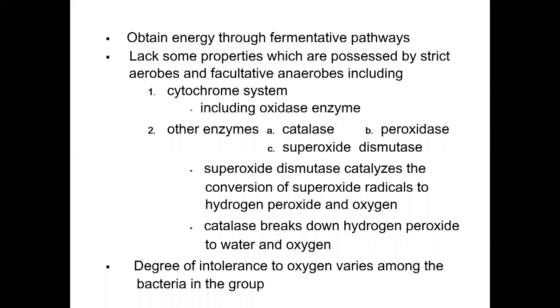Now, these enzymes have their roles. Superoxide dismutase catalyzes the conversion of superoxide radicals that are released in the aerobic organisms and facultative anaerobes. They have the capacity to break that down because they have the enzyme superoxide dismutase, and it catalyzes the conversion of superoxide radicals to hydrogen peroxide and oxygen. And hydrogen peroxide also requires further breakdown, and catalase breaks it down to water and oxygen. So these products don't accumulate in strict aerobes and facultative anaerobes, but because of the lacking enzymes in the strict anaerobes, they accumulate and cause destruction of the organism.